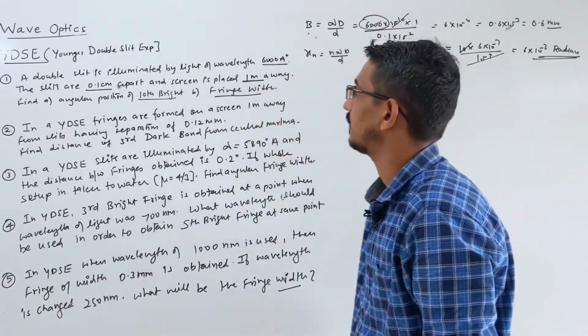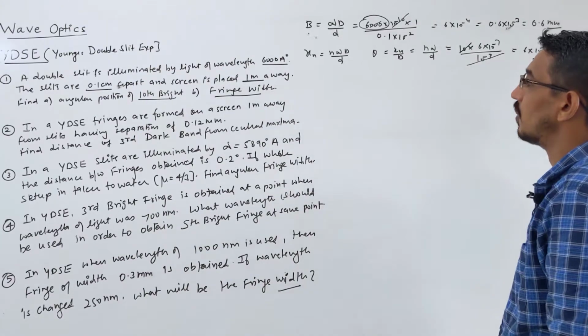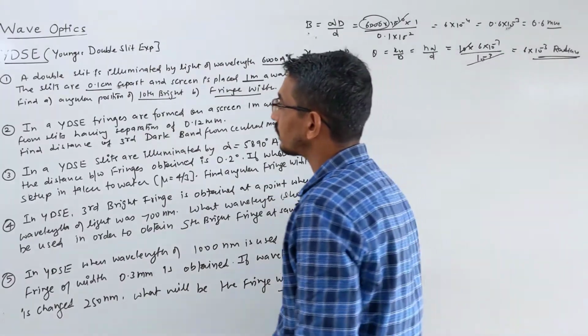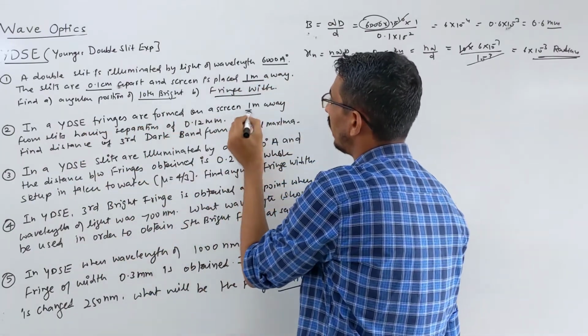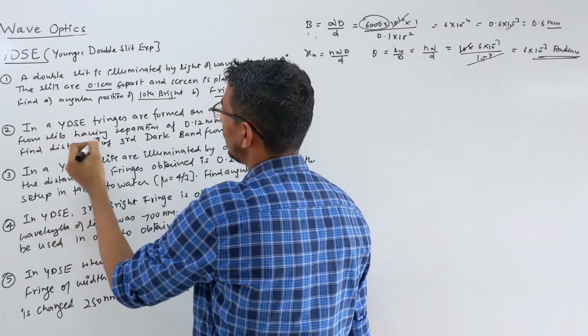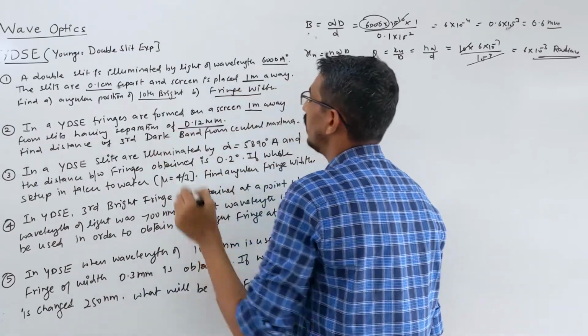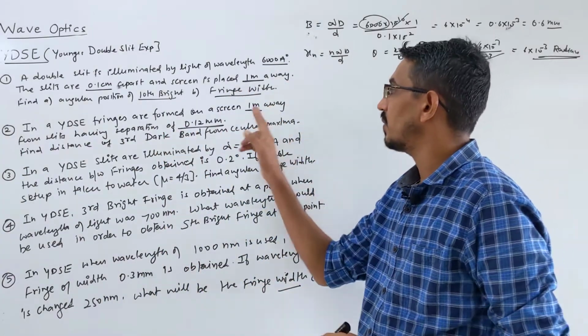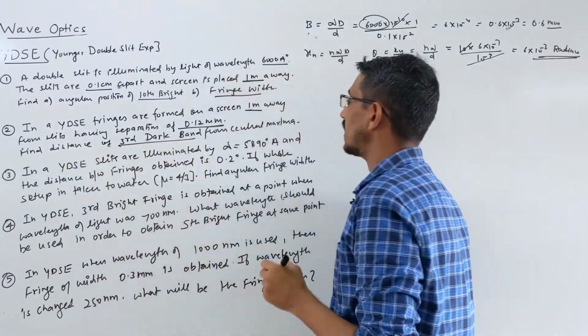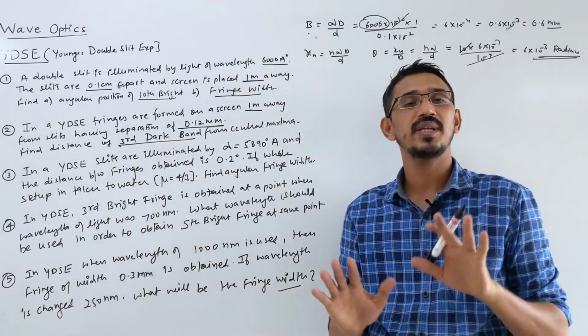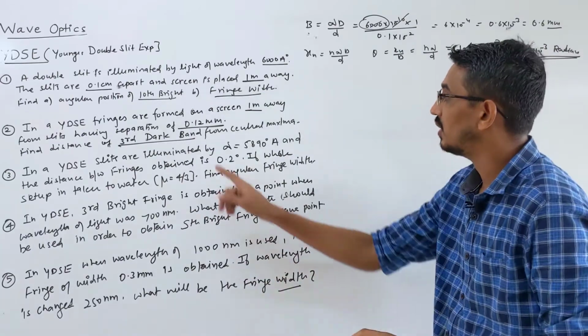Okay, this was the first problem. Let's do the second problem. In a YDSE, fringes are formed on a screen 1 meter away from slits having a separation of 0.12 mm. Capital D given, small d given. Find the distance of the third dark band from the central maxima. They are asking just simply the distance of the third dark fringe.